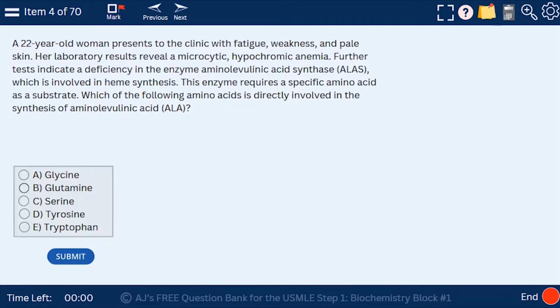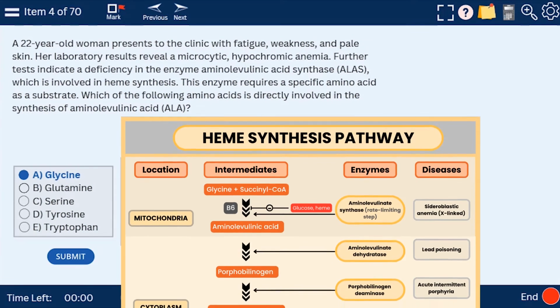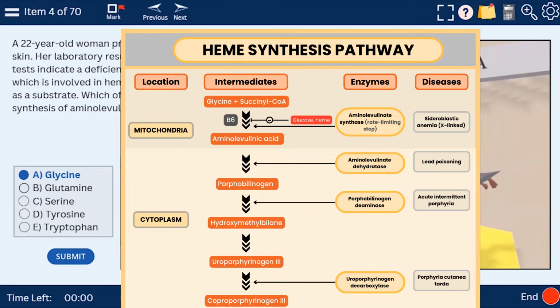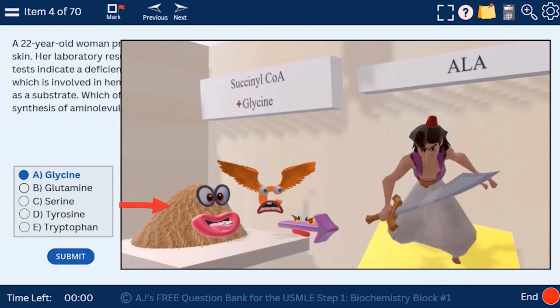Alright, question 4. Here we have a 22-year-old woman who has fatigue, weakness, and pale skin. And we can see from the question that she has defective heme synthesis, so she doesn't have proper oxygen delivery. But we don't need all of this, we just need the last sentence. Which amino acid is required in the first step of the heme synthesis pathway? And the answer is glycine. Glycine and succinyl-CoA form the first step of heme synthesis as they produce ALA by the enzyme ALA synthase. Hence my video where I have the sucking S for succinyl-CoA and the gliding G for glycine producing ALA, or Aladdin on acid, ALA acid.